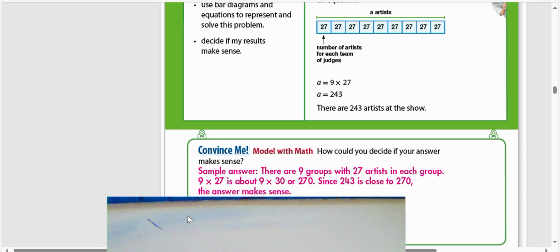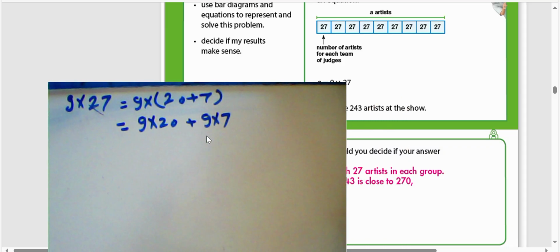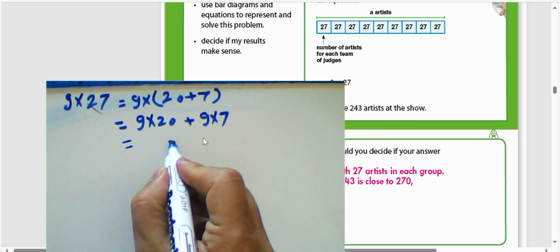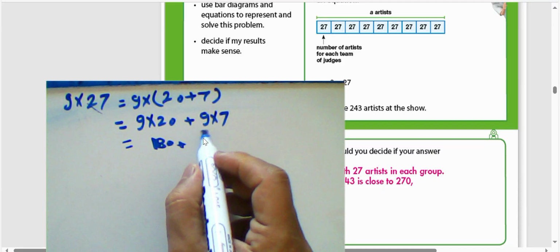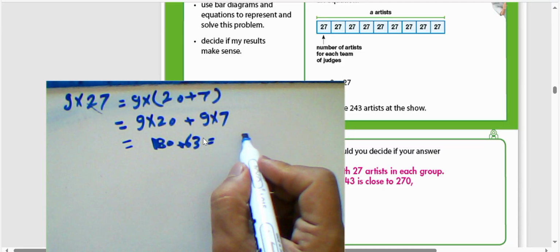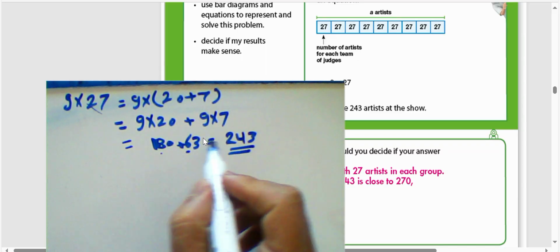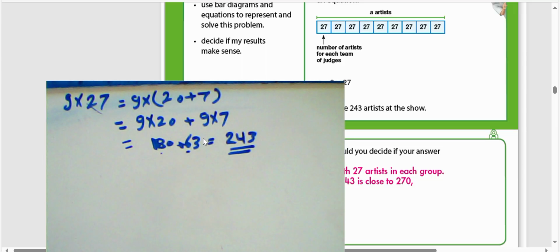Steps here with me. 9 multiplied by 27. Write 9 times 27 equals 9 times 20 plus 9 times 7. Then it equals 9 times 2, 18, plus 7 times 9, 63. We can add together: 3 plus 0 equals 3. 6 plus 8 is 14, write 4 and carry 1. 1 plus 1 equals 2. The result will be 243.